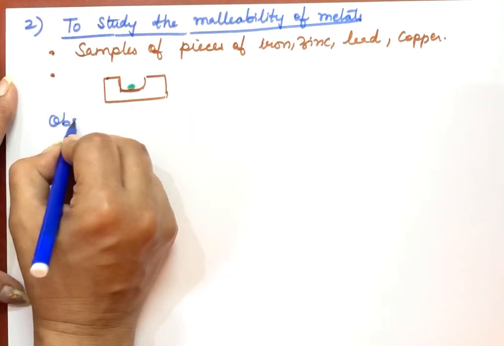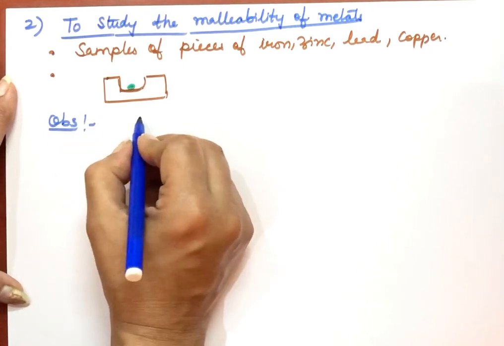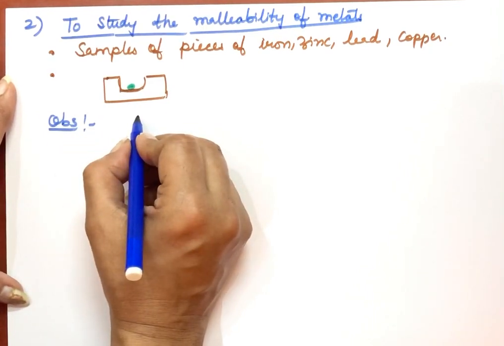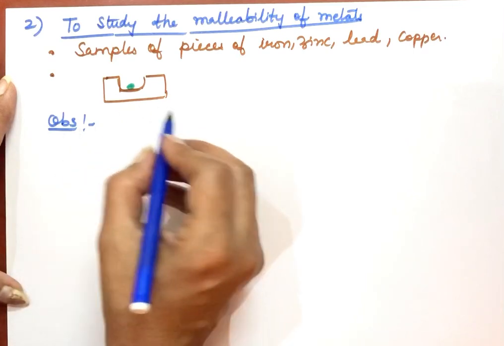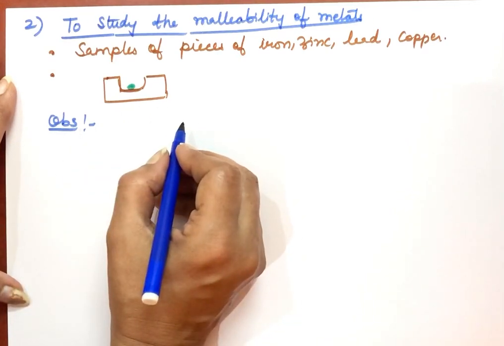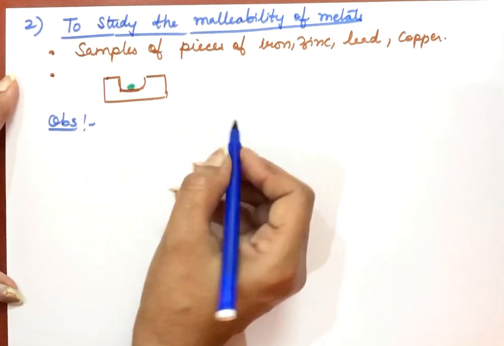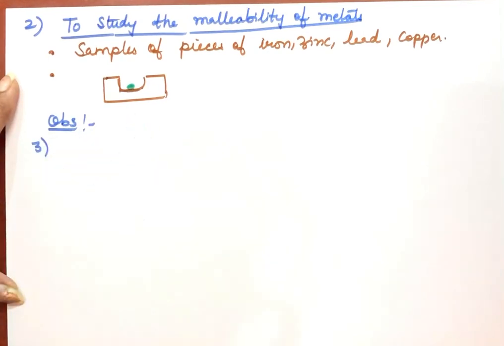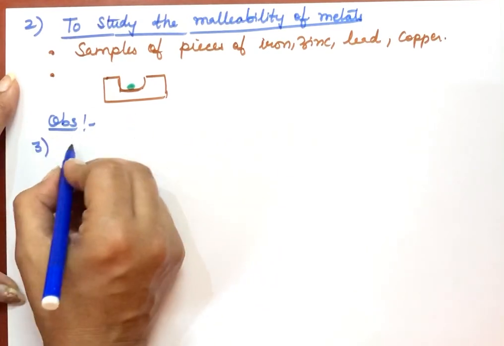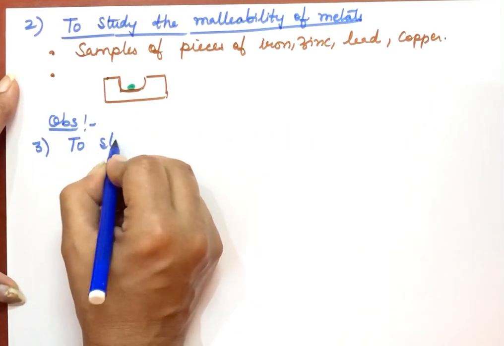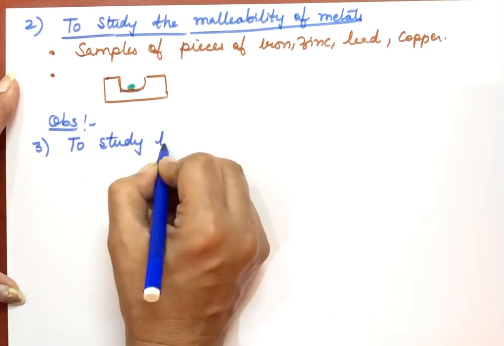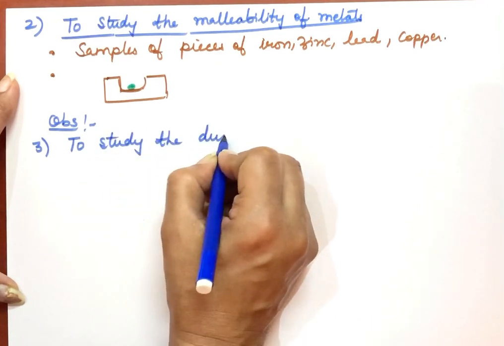Observation is that metals can be easily beaten into thin sheets. This is the result, they can be easily beaten into thin sheets, and this property of metal is known as malleability. So this proves that metals are malleable. Next is to study the ductility of metals.